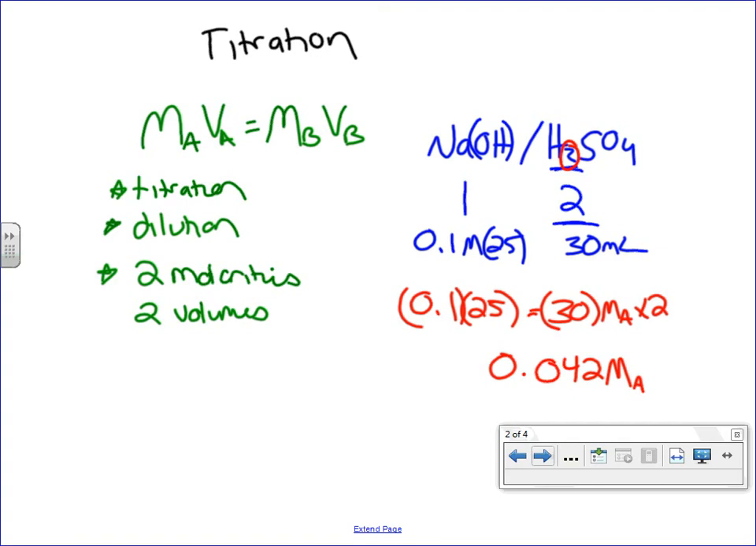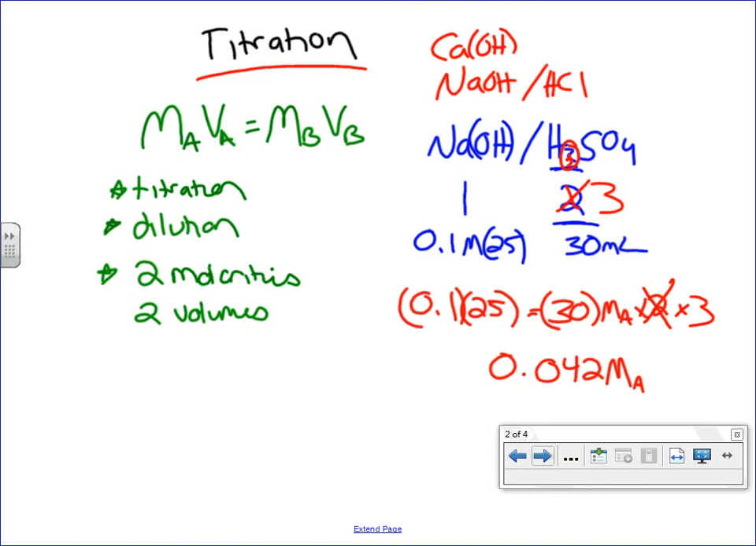If this was H3PO4 and I had a 1-to-3 ratio, then this would not be multiplied by 2, it would be multiplied by 3. So whatever, when you're doing titration problems, make sure you see whether you have NaOH with H3PO4, or maybe you have NaOH with HCl, and that's 1-to-1. You don't have to worry about it. Maybe you have calcium hydroxide with HCl. In that case, you have 2 hydroxides, so the base side gets multiplied by 2. That's titration.